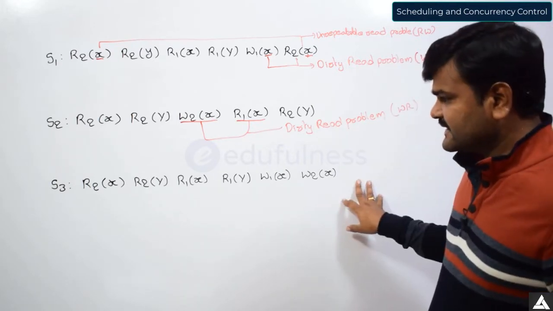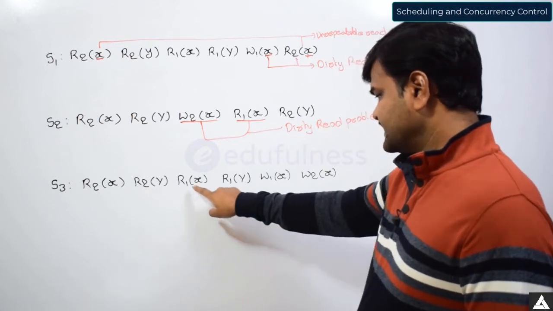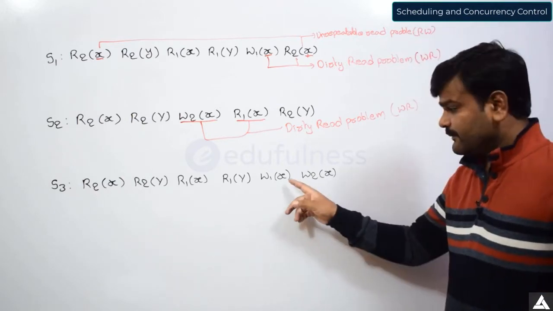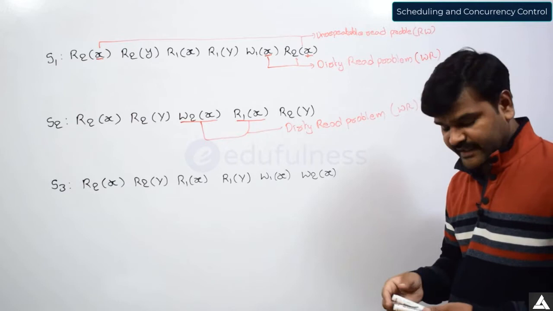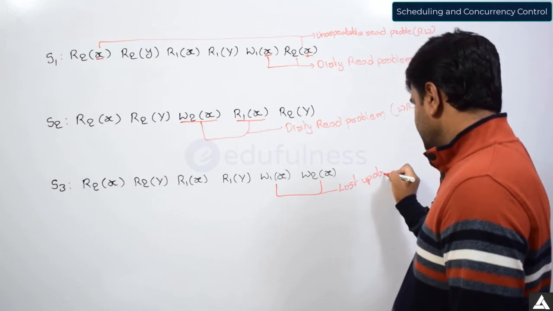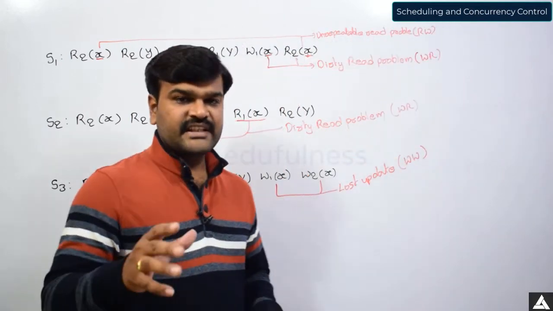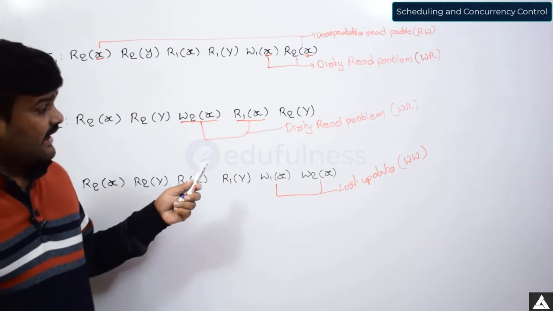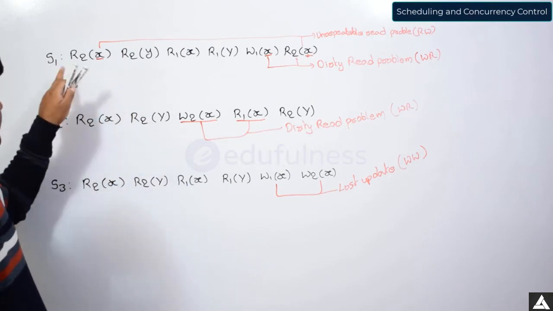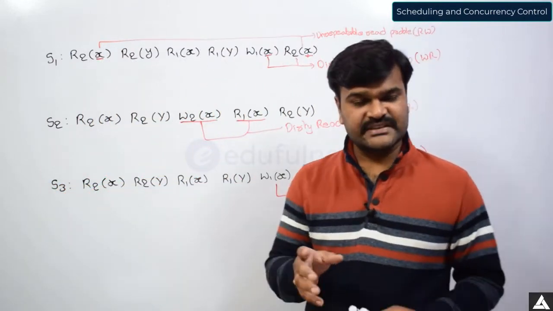Now come to S3. In S3, if you observe, read X from T2 transaction, you can see read X here, write X here. Here W1 is writing on X, and W2 is also writing on X. So this is the lost update problem, which is nothing but the WW write conflict. This is one question where we have to identify in which schedule we have an unrepeatable read problem. We have the unrepeatable read problem only in S1, but this is going to make you aware of how to identify these three problems from the schedules.